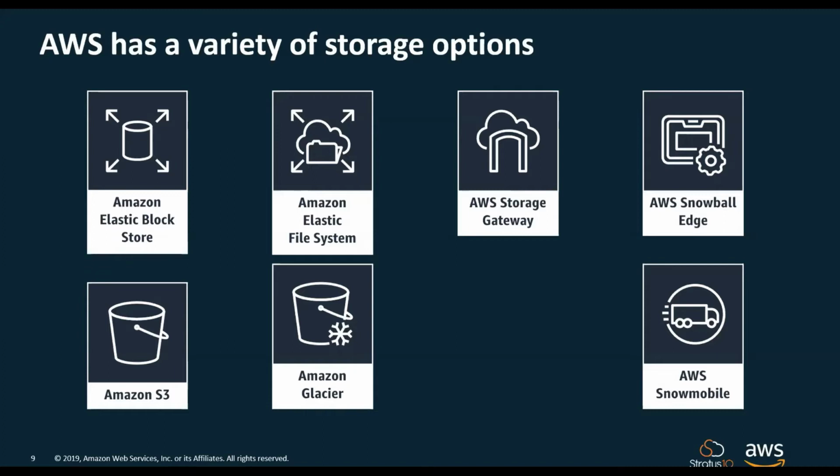We also have Elastic File System, which is a shared file system across multiple devices or multiple resources. Storage Gateway is a solution that allows you to connect your on-premise storage to AWS and either back up your data completely on AWS, or have it back up to AWS but also have data accessible to your on-premise devices. And again, we'll talk a little bit more about that.